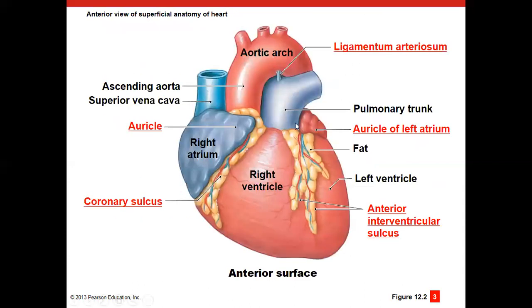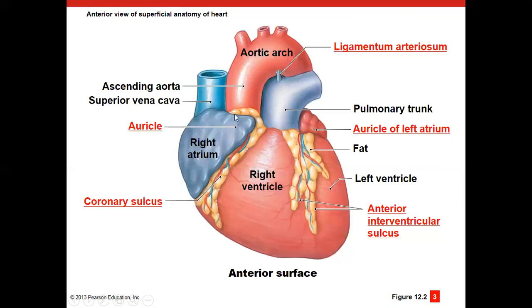So here's what it looks like. Here's the coronary sulcus, and there's the right coronary artery we'll talk about later. Remember I said some of the coronary vessels run through this sulcus, this groove. And here's the anterior interventricular sulcus. So there's the right ventricle and the left ventricle, and the anterior interventricular sulcus is between the two.